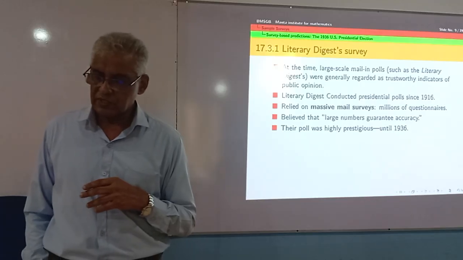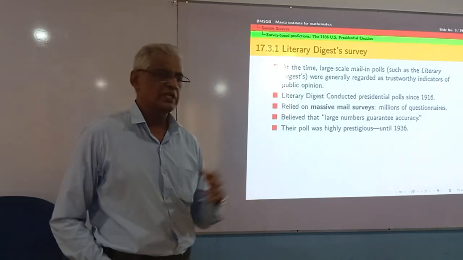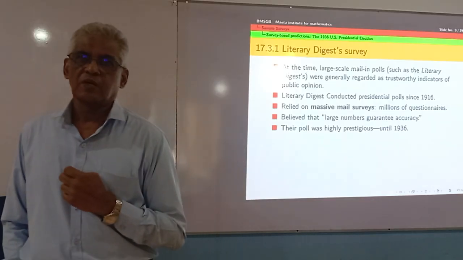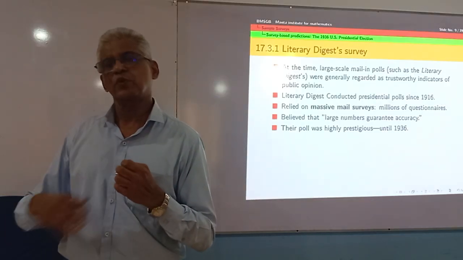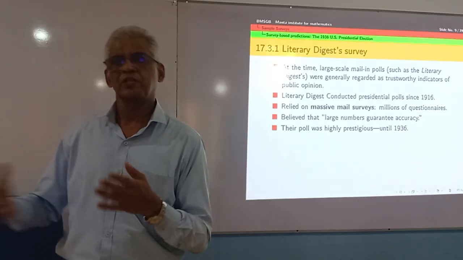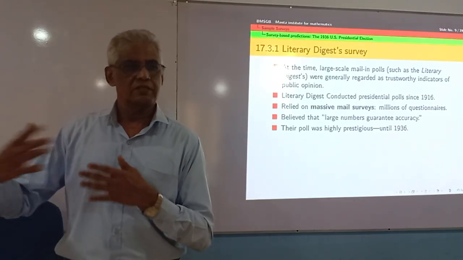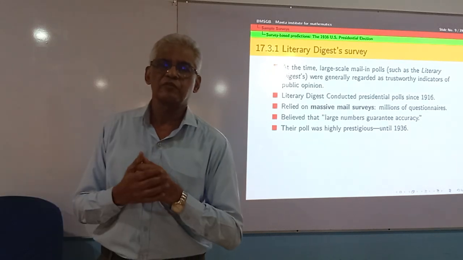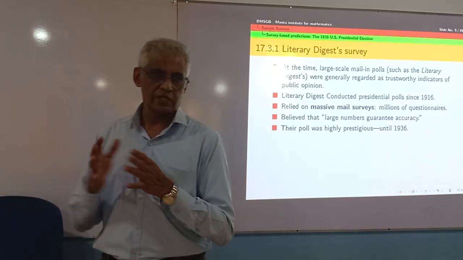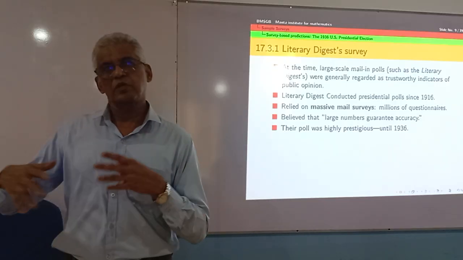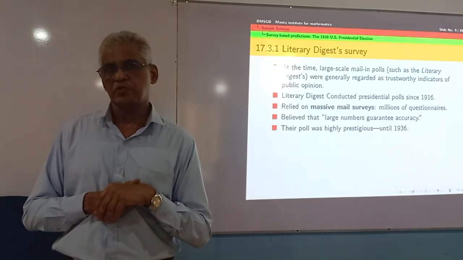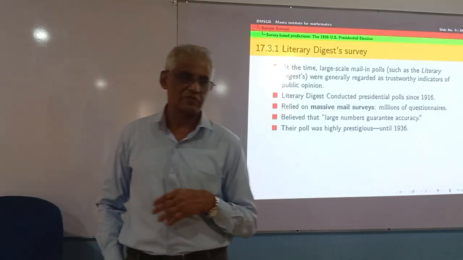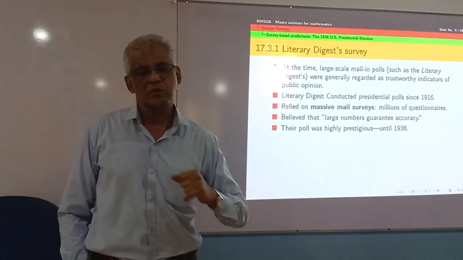At this time, people didn't know much about scientific sampling methods. Many people believed that if you can get a larger sample, then your result will be more accurate. That was one belief: if the sample is very, very large, then the result will be very accurate. Also, the main method people used at this time was sending mail questionnaires and getting responses back.